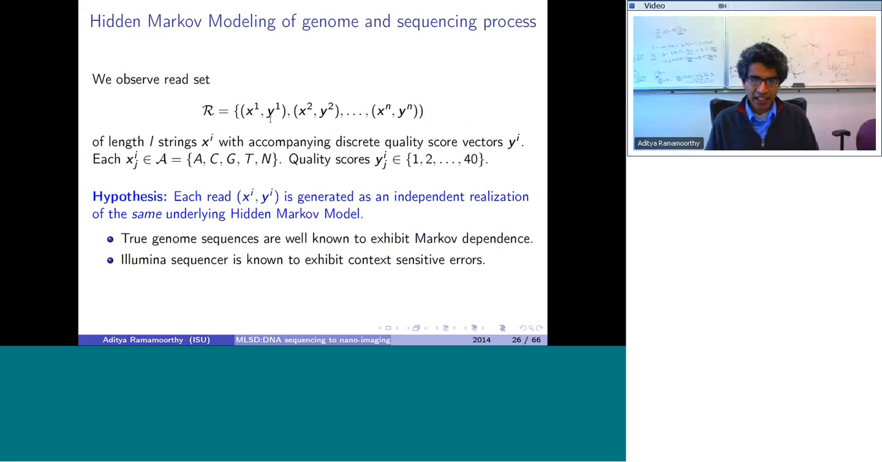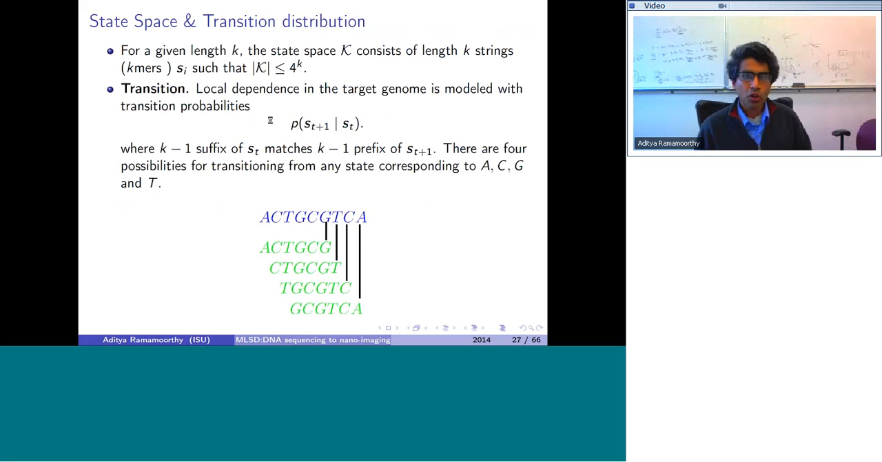So our hypothesis is that each read is generated as an independent realization from the same underlying hidden Markov model, and this is fairly well motivated because true genome sequences are known to exhibit Markov dependence, and the Illumina sequencer, which is the one that I'm going to talk about in this talk, is known to exhibit context sensitive errors. So the probability that it makes an error at a particular location depends on what it has sequenced 1 or 2 bases in advance. So if we are modeling this as a hidden Markov model, then we need to specify the state space, transition distribution, and emission distribution. So for a given length k, the state space consists of all length k strings, of up to size 4 to the k.